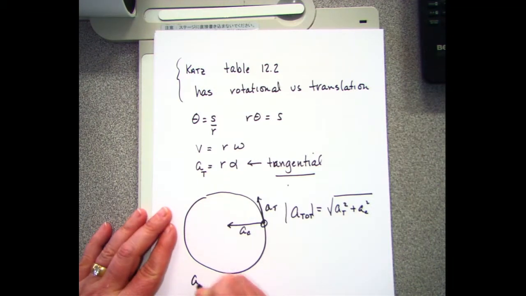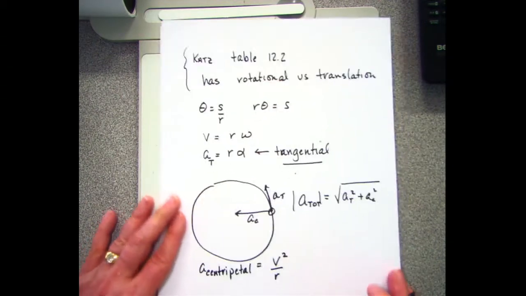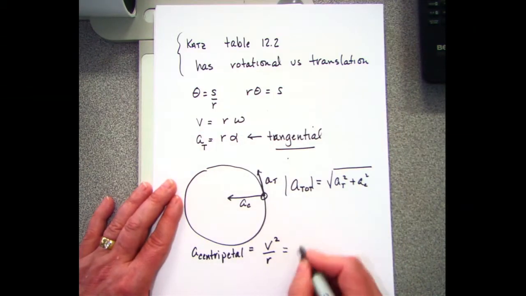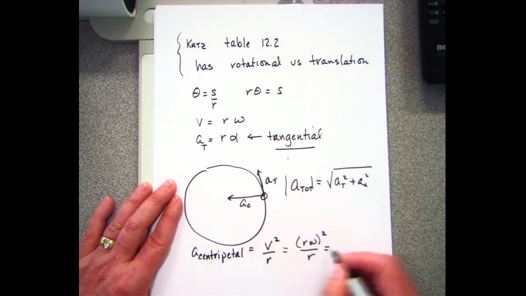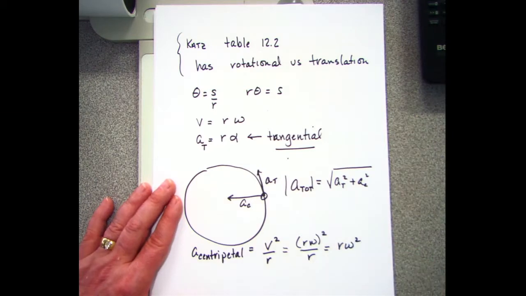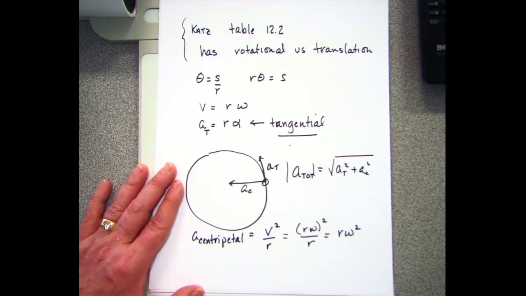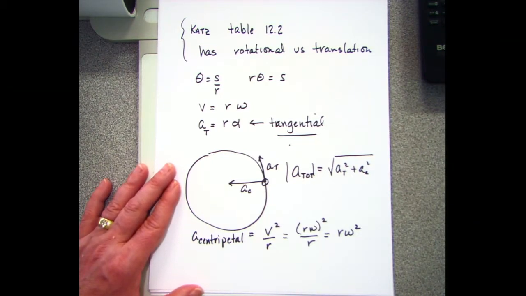So let's look at my centripetal acceleration from a different point of view. If you remember, it was V squared over R. If I plug in R omega for V, I get R omega squared, all divided by R. And I can actually rewrite my centripetal acceleration in terms of my angular velocity. Something to think about when you start working these problems.